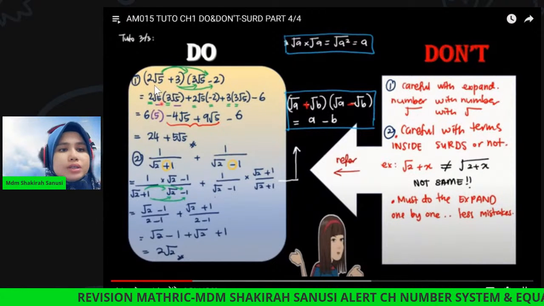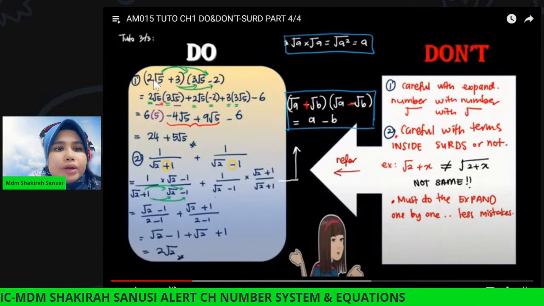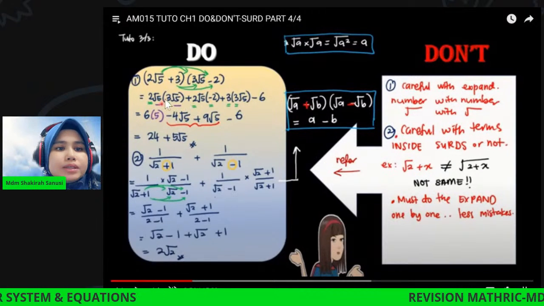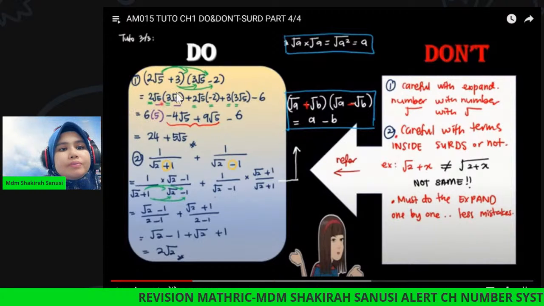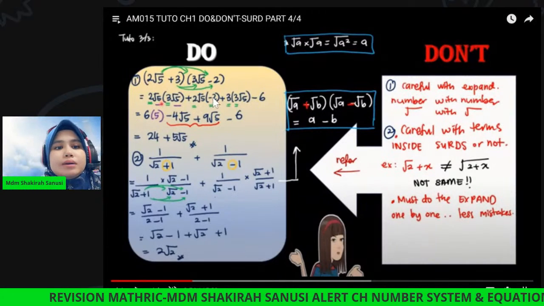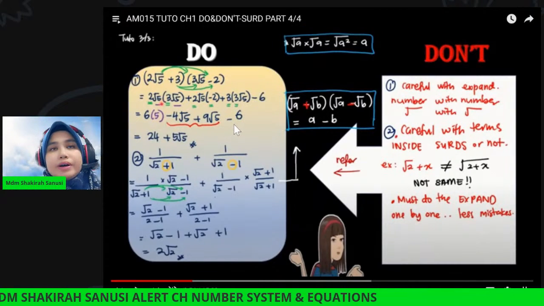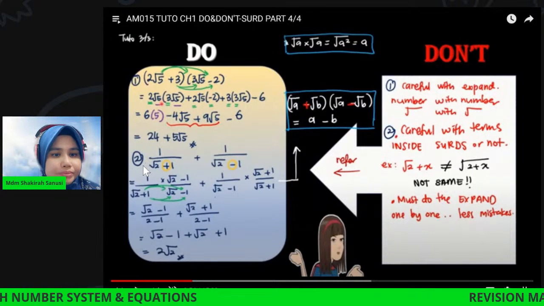Okay, as you can see here, what we need to do is just multiply one by one. You have 2 multiply 2 surd 5 multiply with 3 surd 5. So what do you have? Number dengan number, surd dengan surd. So 2 multiply with 3, we have 6. Surd 5 multiply surd 5, you got 5 here. Okay, next number and number is negative 4 surd 5 plus 9 surd 5 minus 6. Okay, so you get our answer here.